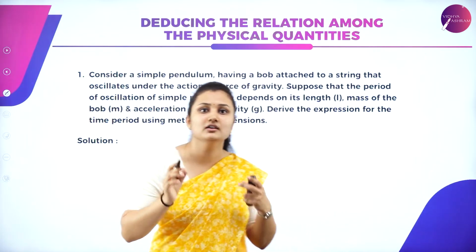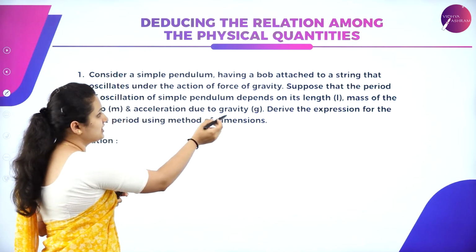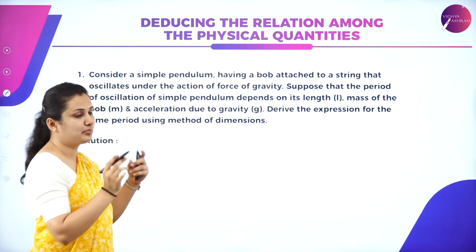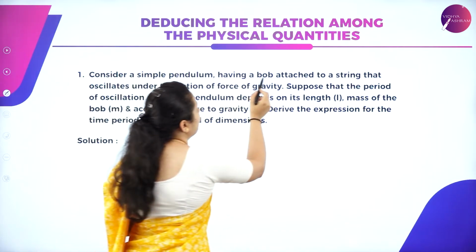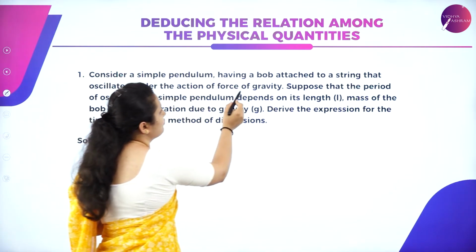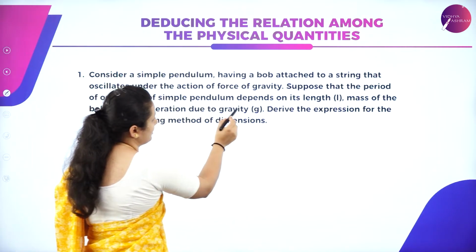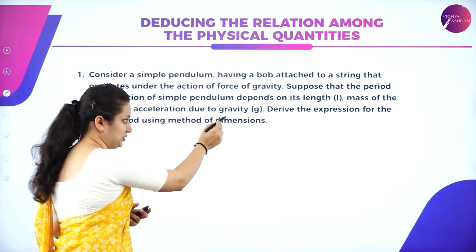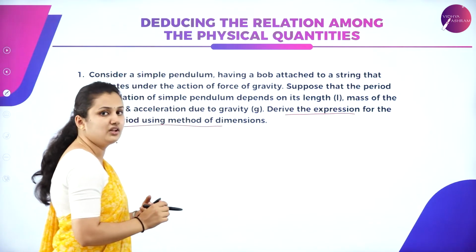So, I am solving the numerical for that. How do we deduce the relation among the physical quantities, length, mass, acceleration, etc.? Let us read the problem. Consider a simple pendulum having a bob attached to a string that oscillates under the action of force of gravity. Suppose that the period of oscillation of the simple pendulum depends on its length, mass of the bob and acceleration due to gravity. Derive the expression for the time period using the method of dimensions.